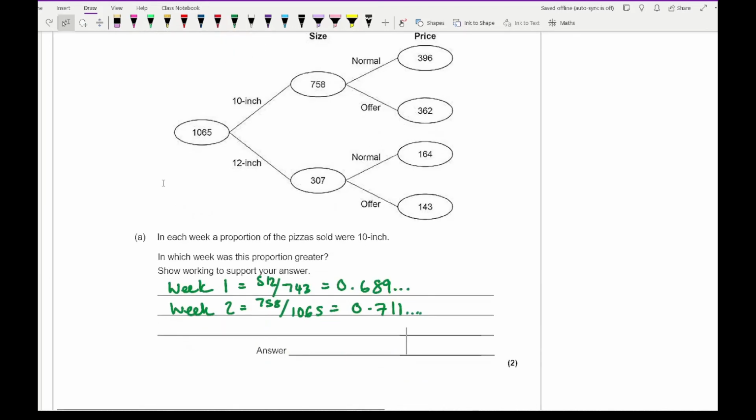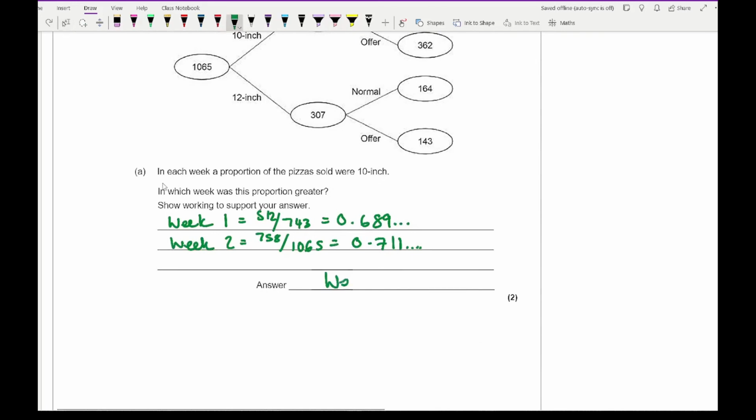So then looking at which number gives me the highest answer, well, it's going to be week 2, if I can spell it correctly, which I cannot. So let's try that again. So the correct answer you should have is week 2.